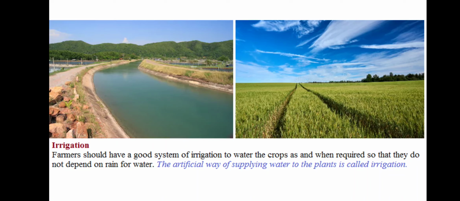So what is irrigation? On the left side of the picture there is a water source like a canal, and on the right you can see a field. Irrigation is how to bring this water to the field in the best manner. How can we bring this water to the field? That is irrigation, because these crops need water whenever required. It's an artificial way of supplying water to the plants, and it's called irrigation.